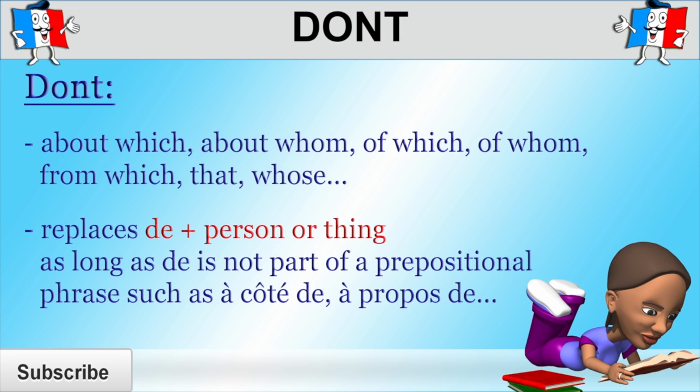In other words, to make it simple, dont is the relative pronoun you need to mean of which, about which, etc. if you're using a verb that should be followed by de, such as, for example, parler de, to talk about, avoir peur de, to be afraid of, avoir besoin de, to need, etc. Bearing in mind that since de can also indicate possession, dont can also mean whose.